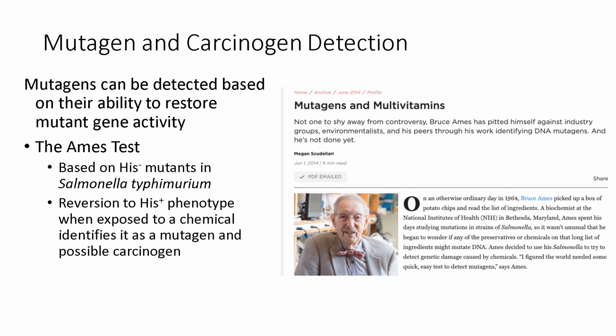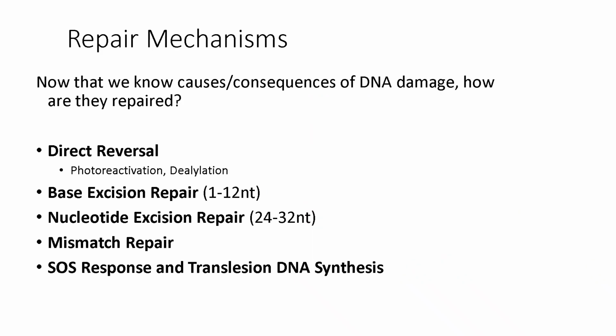The Ames Test is a classic assay used to detect mutagens and potential carcinogens. It uses a strain of Salmonella typhimurium that carries a mutation, making it unable to synthesize histidine. When this strain is exposed to a mutagenic compound, reversion mutations can restore histidine synthesis. A high number of revertant colonies on a histidine-deficient medium suggests that the chemical is a mutagen and possibly a carcinogen. Once damage occurs, cells employ several repair strategies.